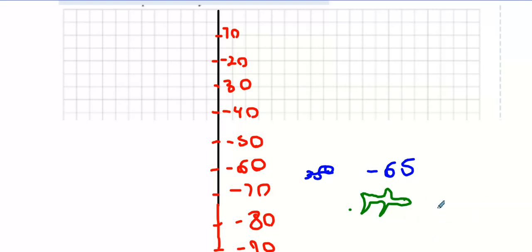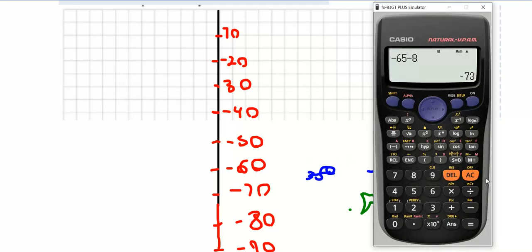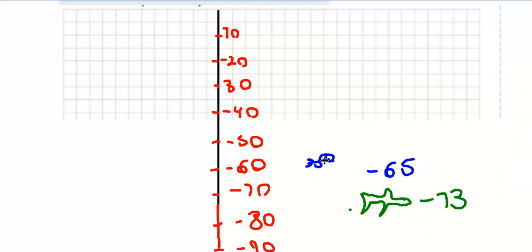Now, the shark's at minus what? Minus 73 because we took away 8. Now, what happens to the scuba diver? He goes up how much? 16 meters upwards. So we have to get minus 65 and add on 16. Minus 49. So he rises up to minus 49. He's no longer at minus 65. He's at minus 49.